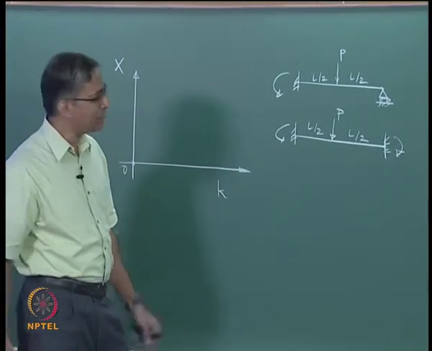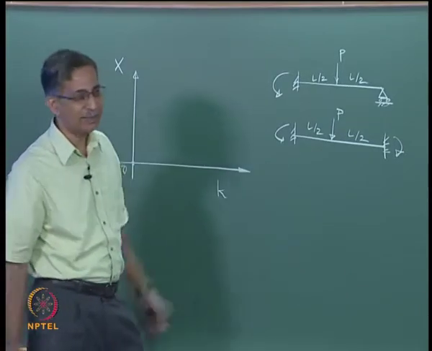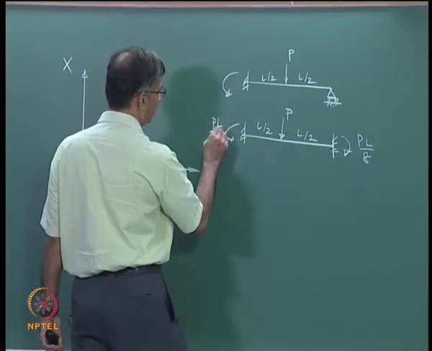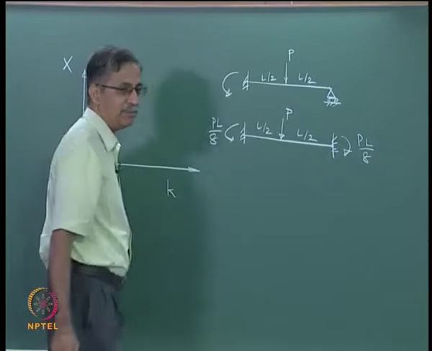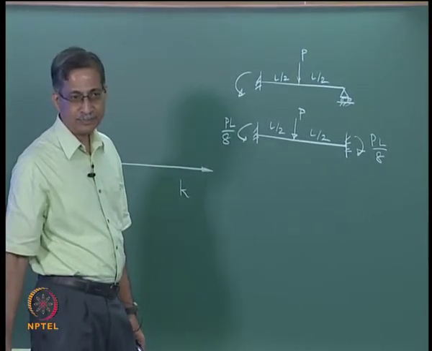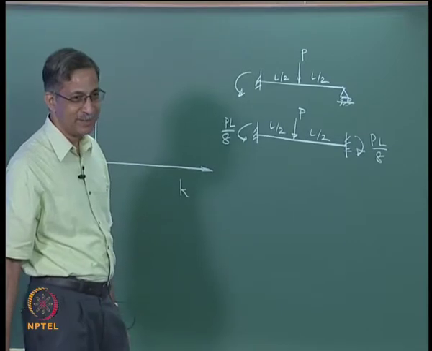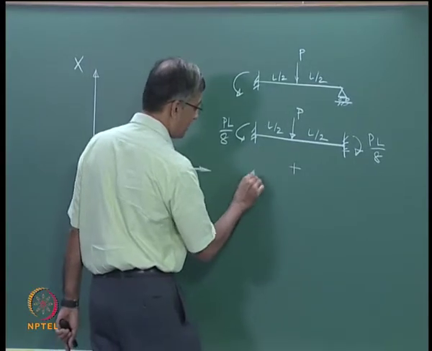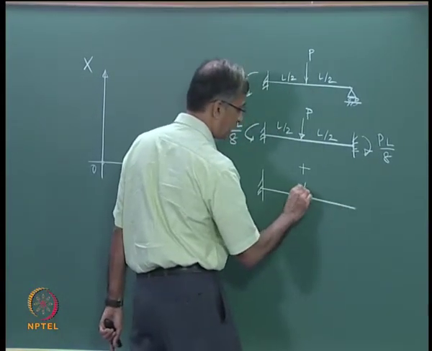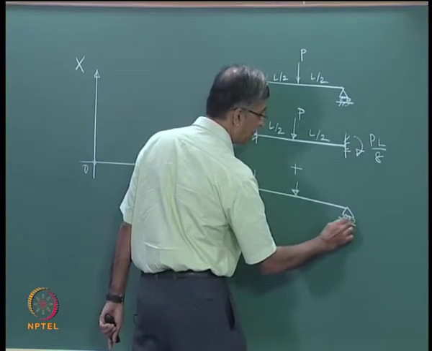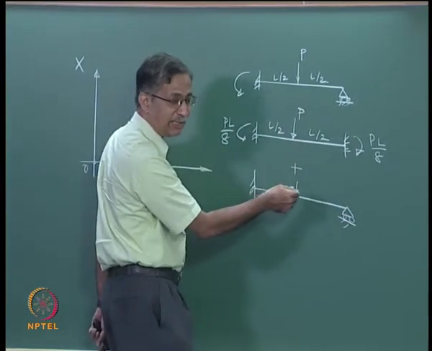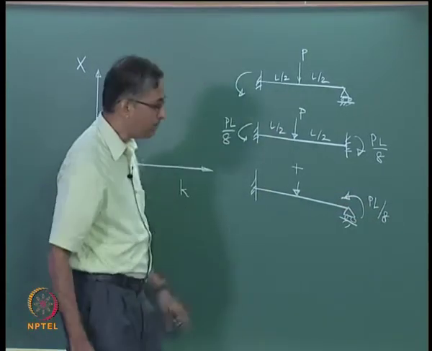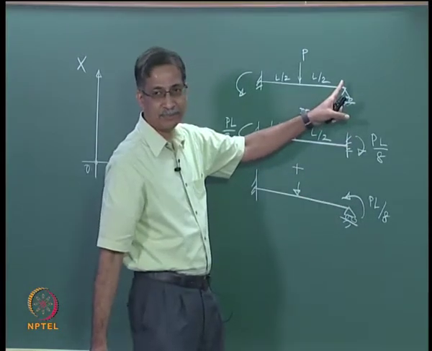PL by 8. You can prove this by the conjugate beam method. So remember, this is PL by 8. You need to take this beam, we will discuss this later, and reverse this moment. This is clockwise hogging. So if I apply a loading like this, then when I add up these two I get 0 moment there.